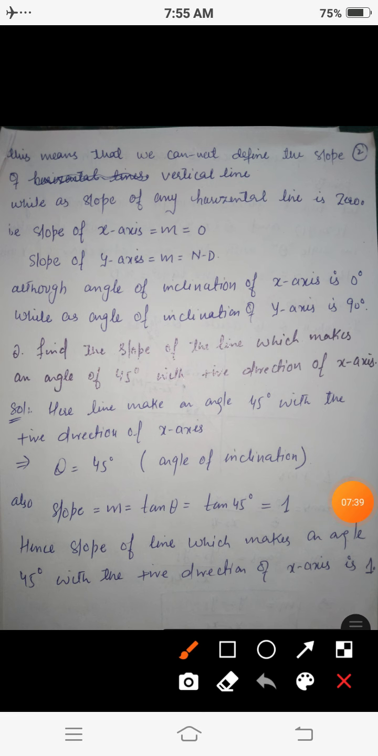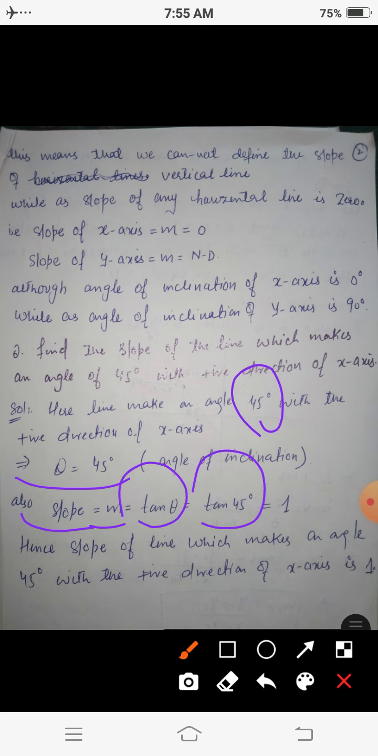Now we have to find the slope of the line which makes an angle of 45 degrees with the positive direction of the x-axis. Here the line makes an angle of 45 degrees with the positive direction of the x-axis, which means the angle of inclination theta is 45 degrees. You know that the slope m equals tan theta, which is tan 45, and tan 45 is 1. Hence the slope of this line is 1.